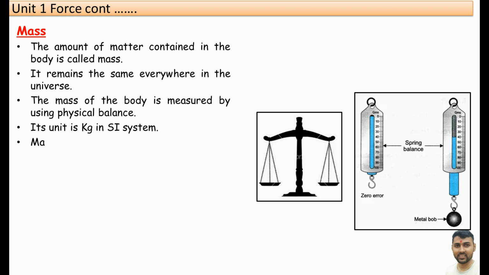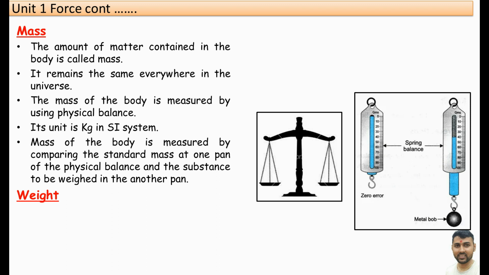The mass of the body is measured by using a physical balance or beam balance. This one is the physical balance or the beam balance, and it measures the mass of the body. Its SI unit is kilogram, or kg. Mass of the body is measured by comparing the standard mass at one pan of the physical balance, or the beam balance, and the substance to be weighed in the other pan.